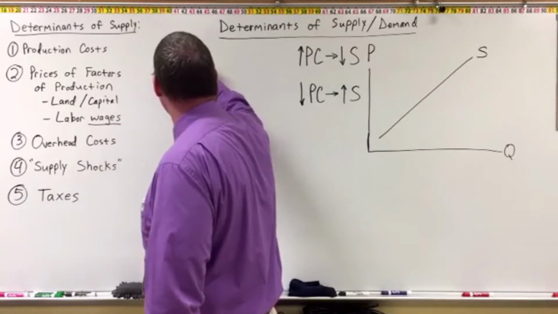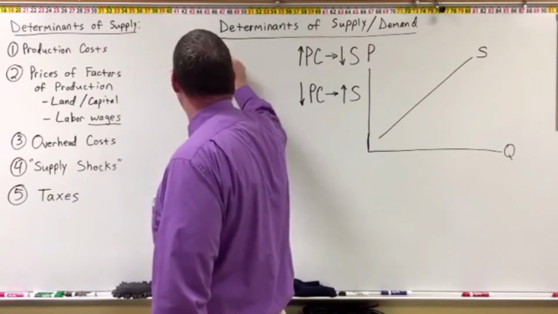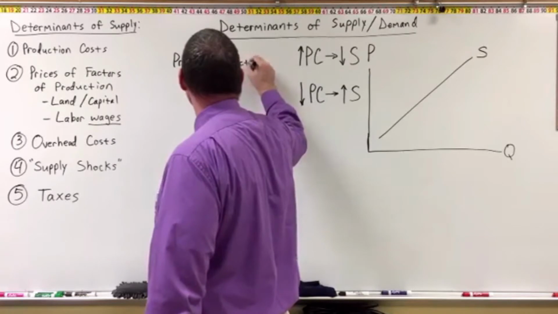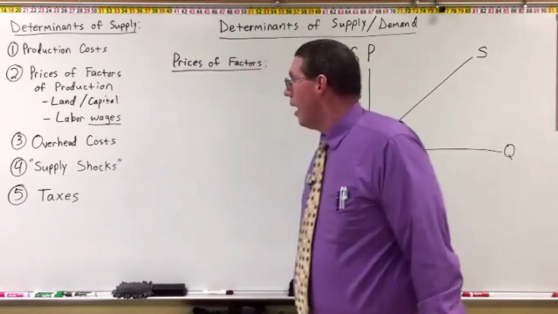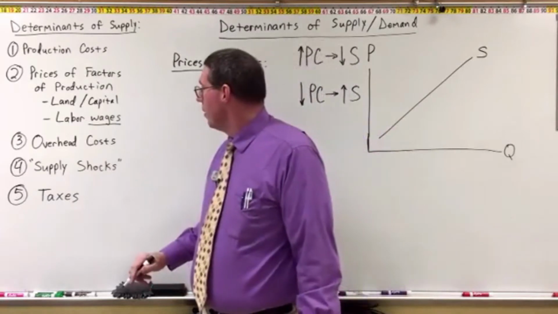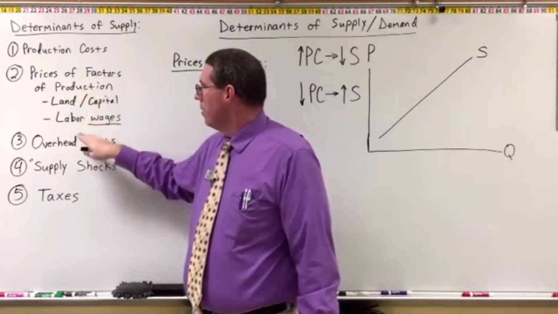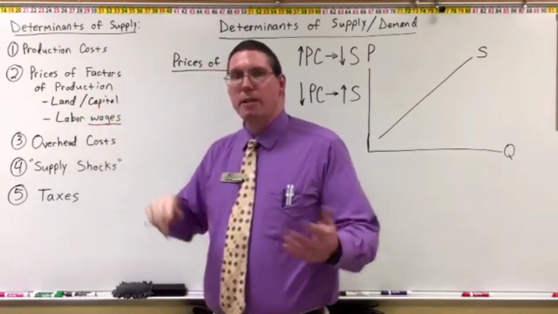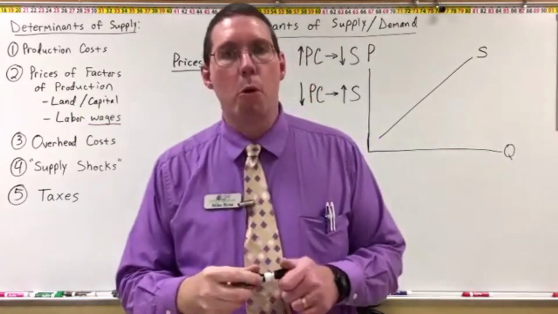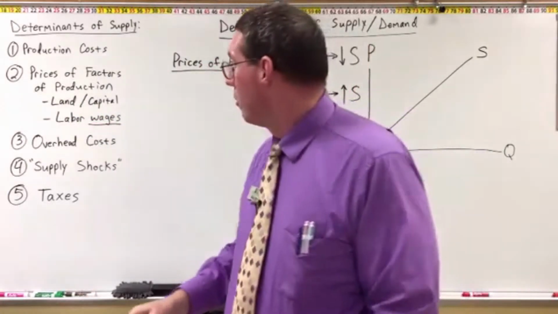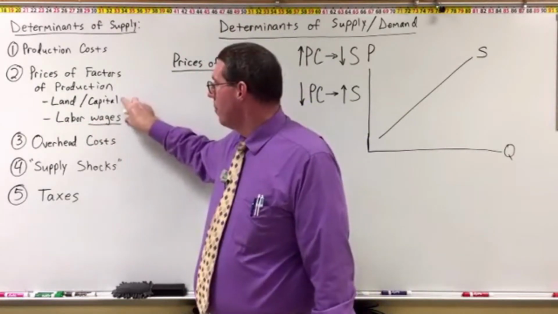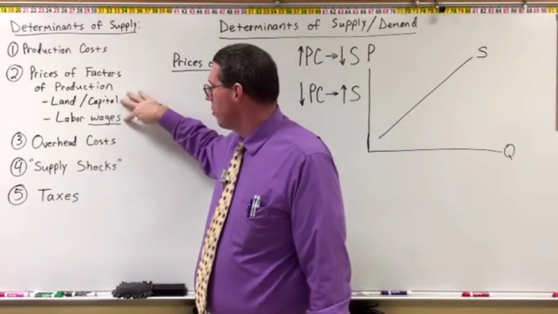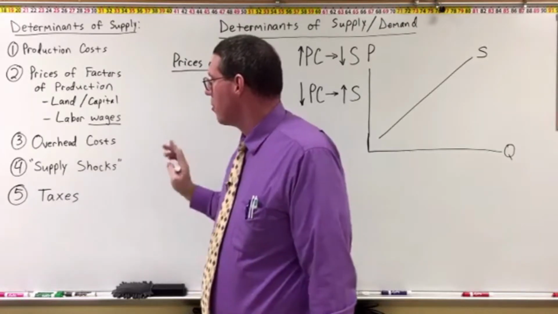So prices of factors. Now, we've got land, labor, and capital. I want to do these kind of separately because land and capital, I've mentioned this before, behave more like products, where labor behaves a little bit differently. Now, the prices of factors of production are going to work the same. They're going to have the same effect on supply.